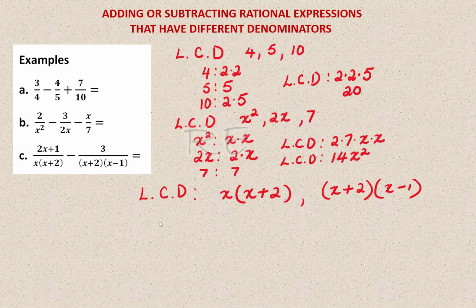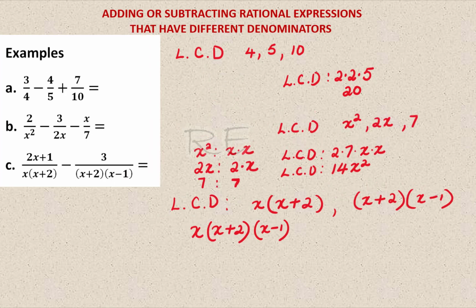Now for C, we have x times x plus 2 and x plus 2 times x minus 1. A multiple of x times x plus 2 is x times x plus 2. To be a multiple of the second number, we need to look at what's missing, and what's missing is x minus 1. So we multiply it by x minus 1, and this is our least common denominator.